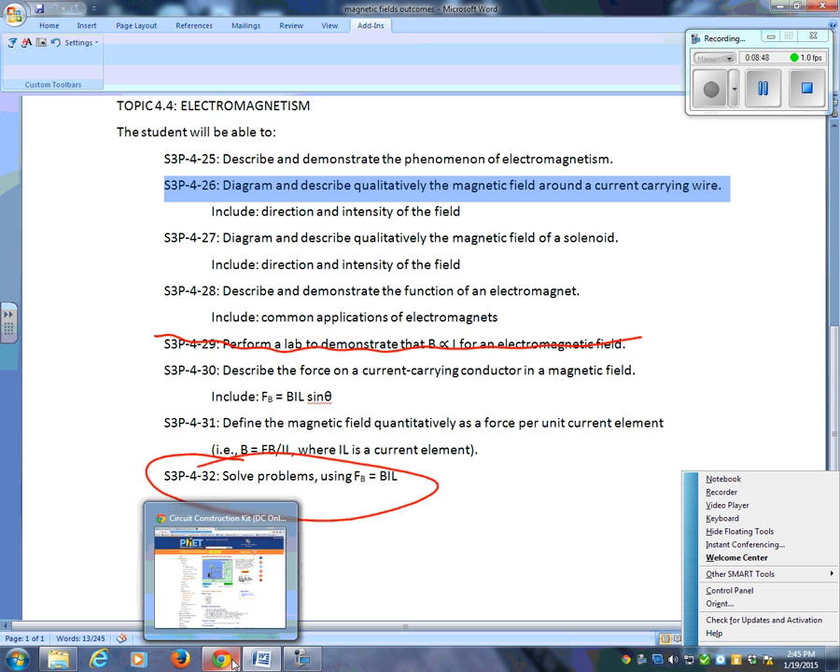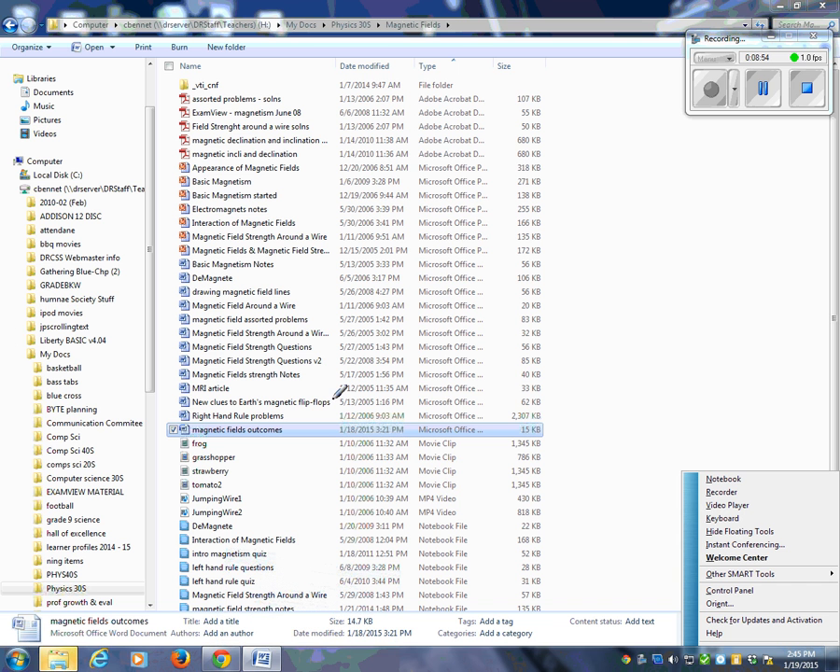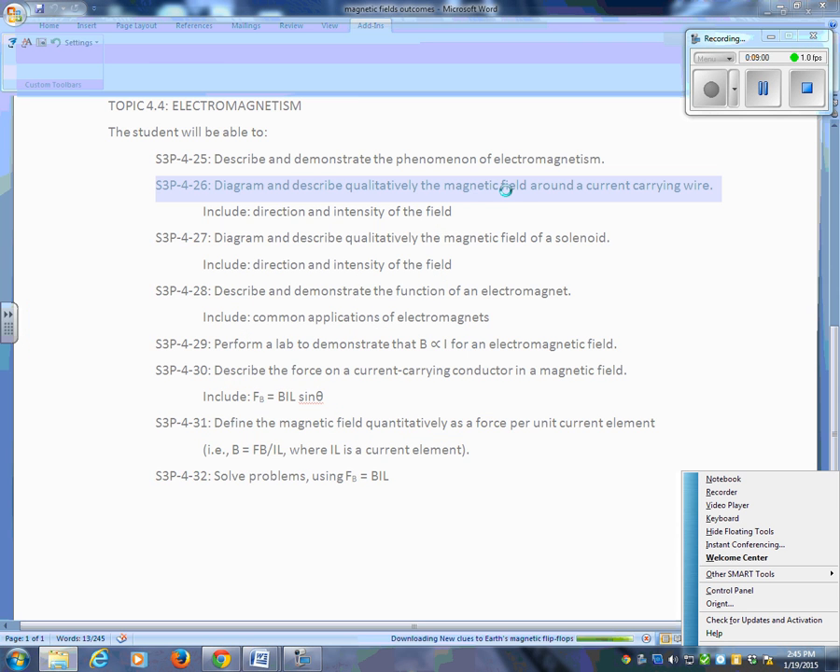Okay? Earth's magnetic flip-flops. Now, you might think that I'm talking about some sort of flip-flop, some sort of shoe that stays stuck to your foot with magnets, but that's not true.